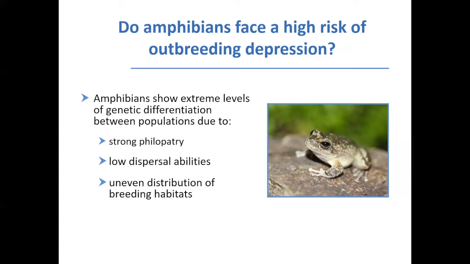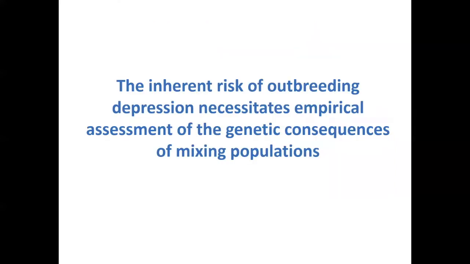Due to low dispersal abilities, for many species, tadpoles are stuck in disconnected ponds, and small metamorphs rarely move long distances very quickly. And it's also due to the uneven distribution of breeding habitats. Typically, what we see is places for anurans to breed are very scattered in the landscape. Consequently, for any given anuran species, there's an inherent risk of outbreeding depression that necessitates empirical assessment of the genetic consequences of mixing populations before a program of population augmentation is initiated.